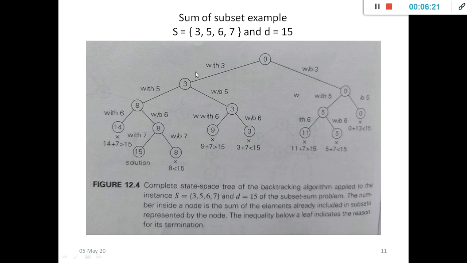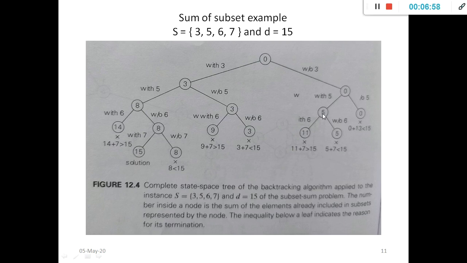Similarly, start again with the root element and start without including the very first element 3. On the left hand side you generated the state space tree by including the very first element 3. Now we have to try the other possibility on the right hand side, without including the very first element 3. Then without including the element 3, 0 plus 0 becomes 0. Then include the element 5, 0 plus 5 becomes 5.